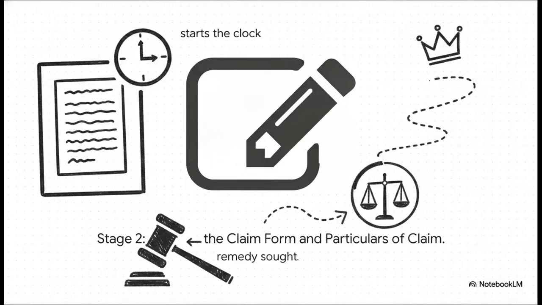Let's look at Stage 2, commencement. Here, absolute precision is required. Governed by Part 7 of the Civil Procedure Rules, you must issue a claim form that concisely states the parties, the nature of the claim, the factual and legal basis, and the specific remedy you're seeking. This is the document that officially starts the clock on the court's involvement.